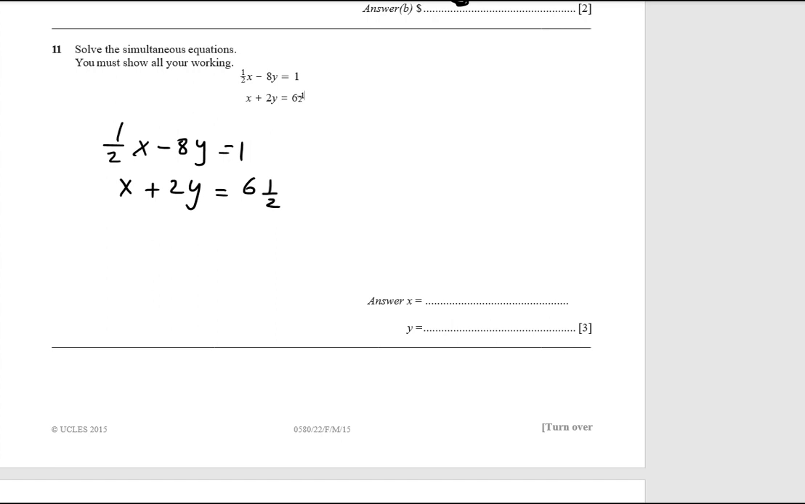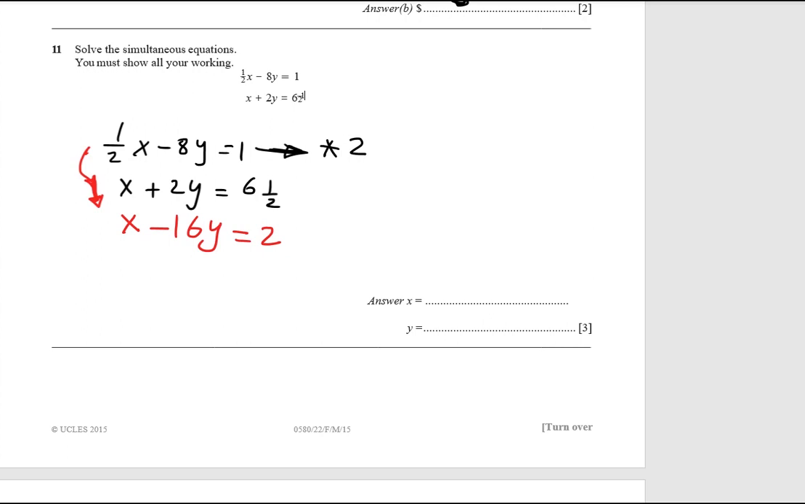To start to solve these two equations, we need to change one of them to be similar to the other. So we can subtract or we can divide. Let us go to the first equation and multiply both sides by 2. If you multiply both sides by 2, this equation will be x minus 16y is equal to 2. Okay, this is your equation when you multiply all the sides by 2.